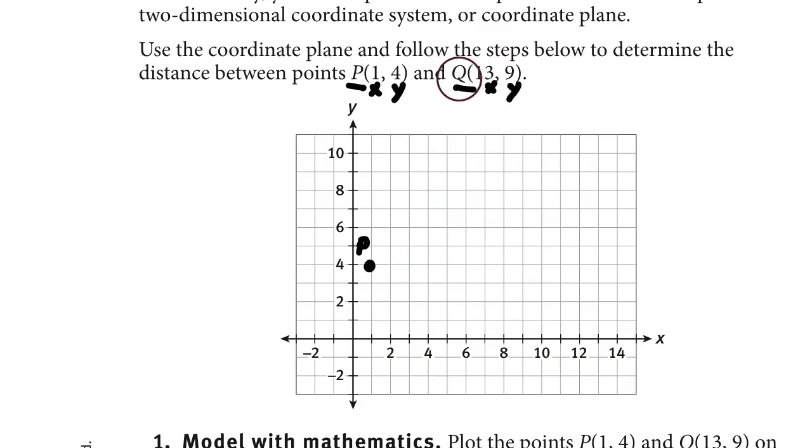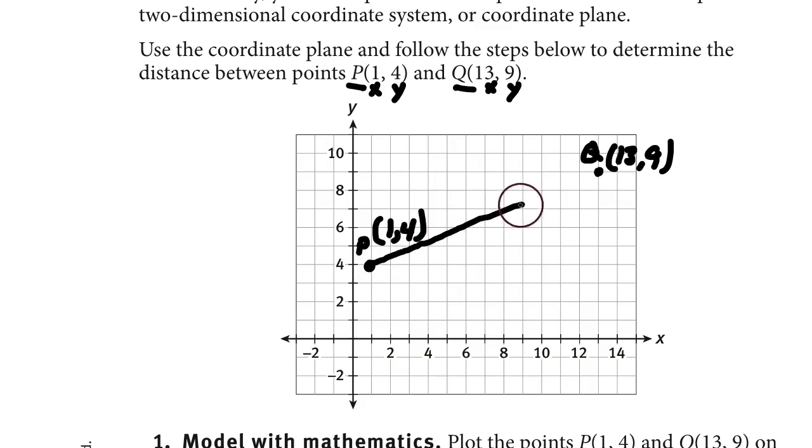Now let's find point Q at 13, 9. Go over to 13 on the x-axis, and then go upwards until you reach 9 on the y-axis. Here's the dot, and let's label it Q. This is at 13, 9, and point P was at 1, 4. We want to find the distance between P and Q. That's equivalent to finding the length of the segment that connects P and Q. So I'm going to draw that segment in.